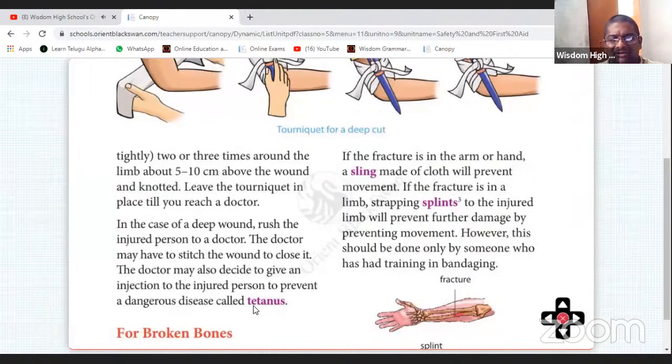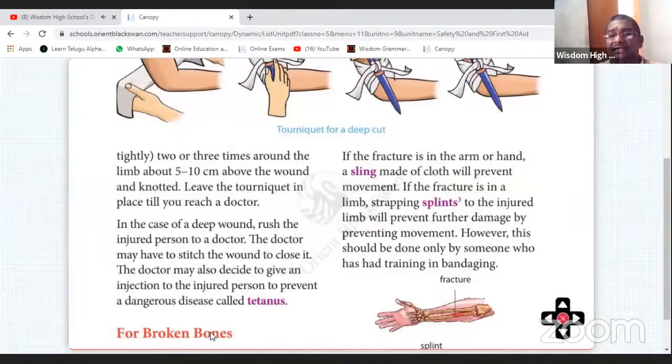Dear children, concentrate here. For example, if a deep wound is there, you have to rush, meaning immediately go to the doctor. In case of a deep wound, take the injured person to a doctor. Next, the doctor may stitch the wound to close it. Stitch means sewing the wound closed.